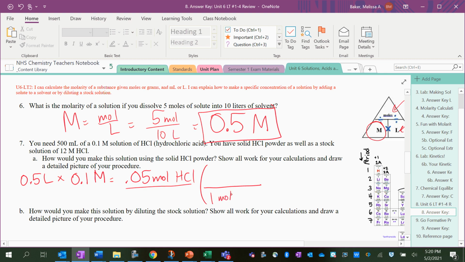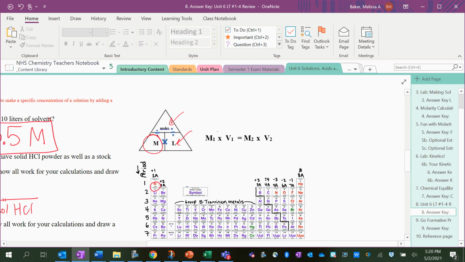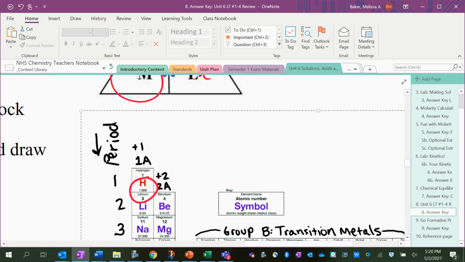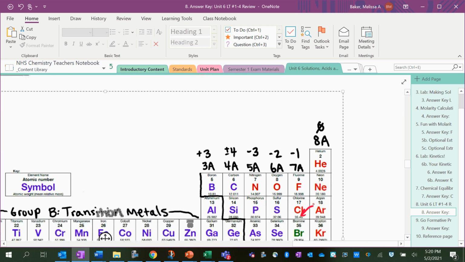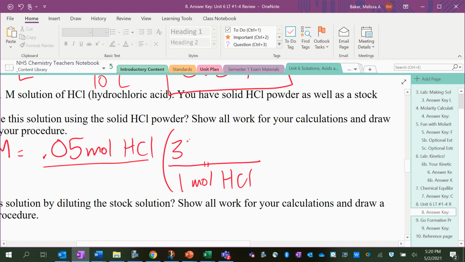And then I want to multiply that by the molar mass of HCl to get this into grams. So H is 1.008 and Cl is 35.45. Doing this in my calculator because I don't want to mess it up. Okay, the molar mass is 36.458. That's how much 1 mole of HCl weighs, and I only need 0.05 of a mole. So that is 1.8 grams of HCl.